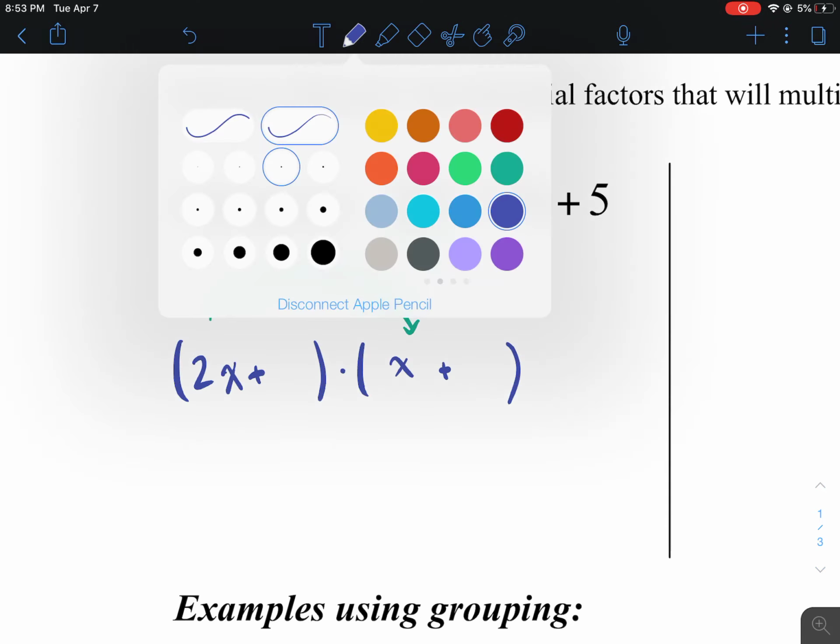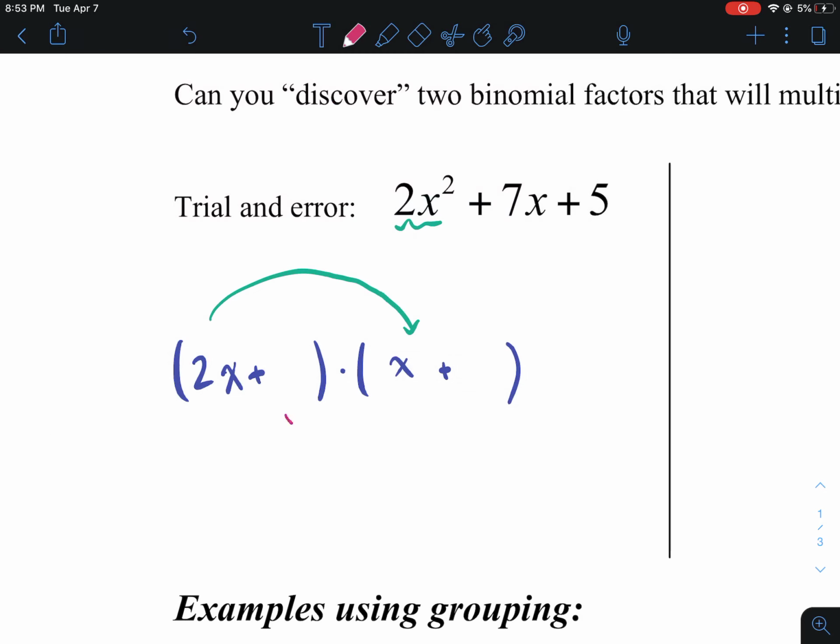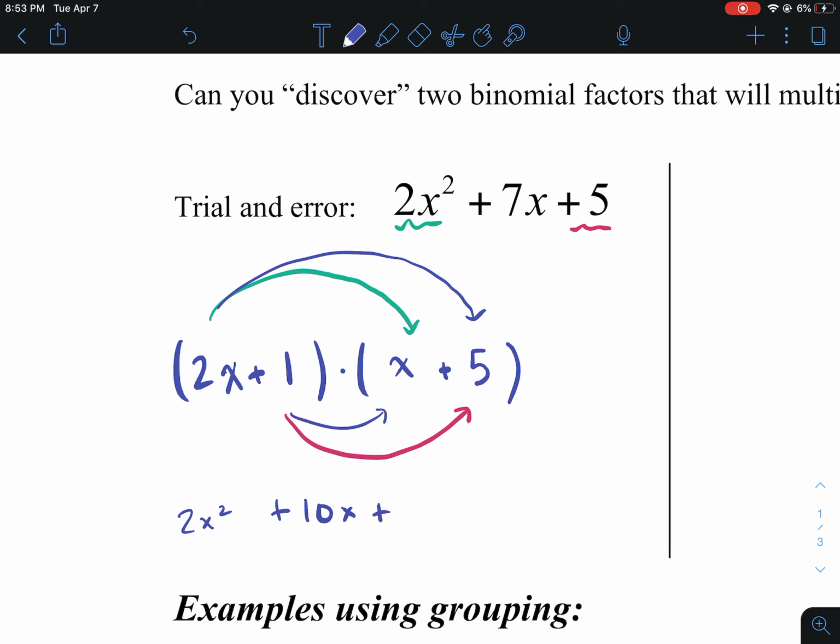And the last thing is that when we distribute, these two integers have to multiply to give us a product of 5. The good thing is that 5 also only has two factors. Let's say we put a 1 here and a 5 here. Let's see what happens. We get 2x squared, and then 2x times 5 gives us plus 10x. Then we get plus an x and plus a 5.